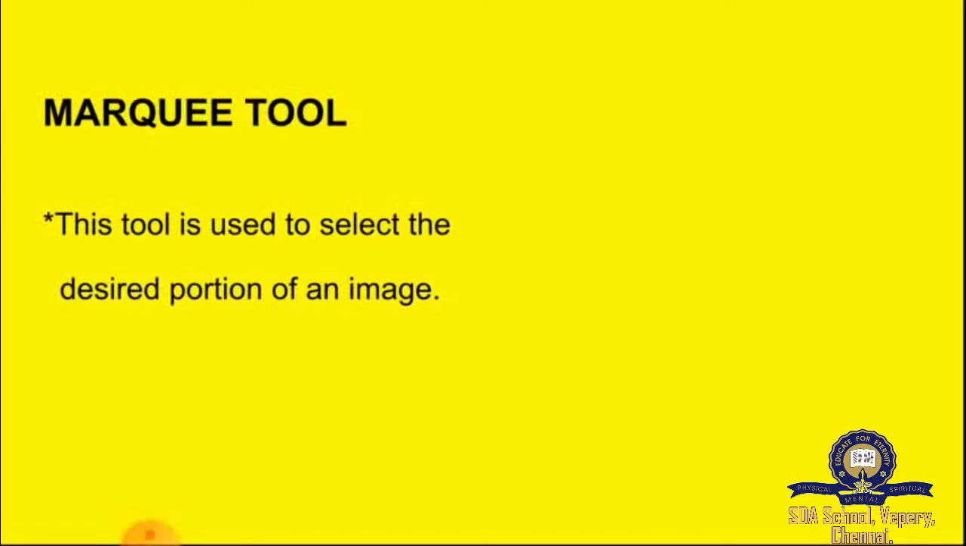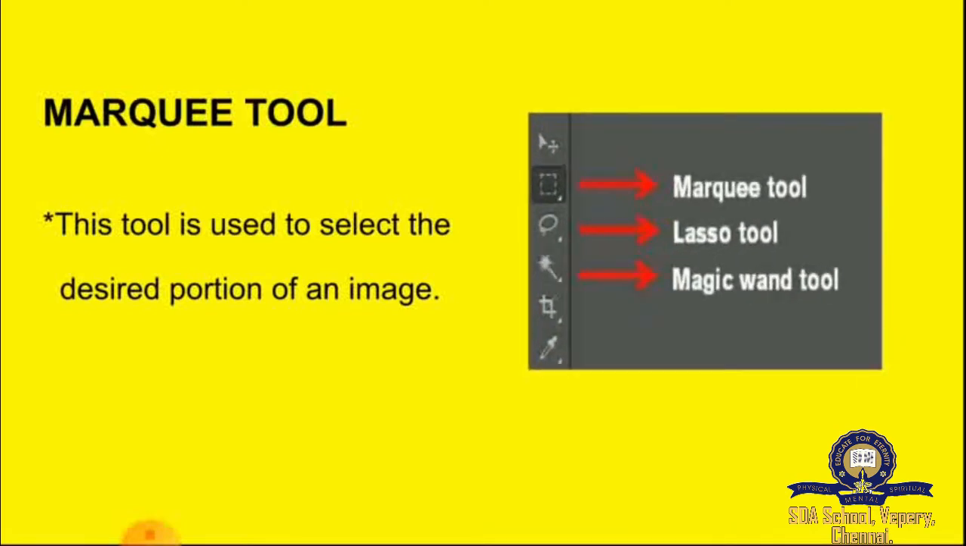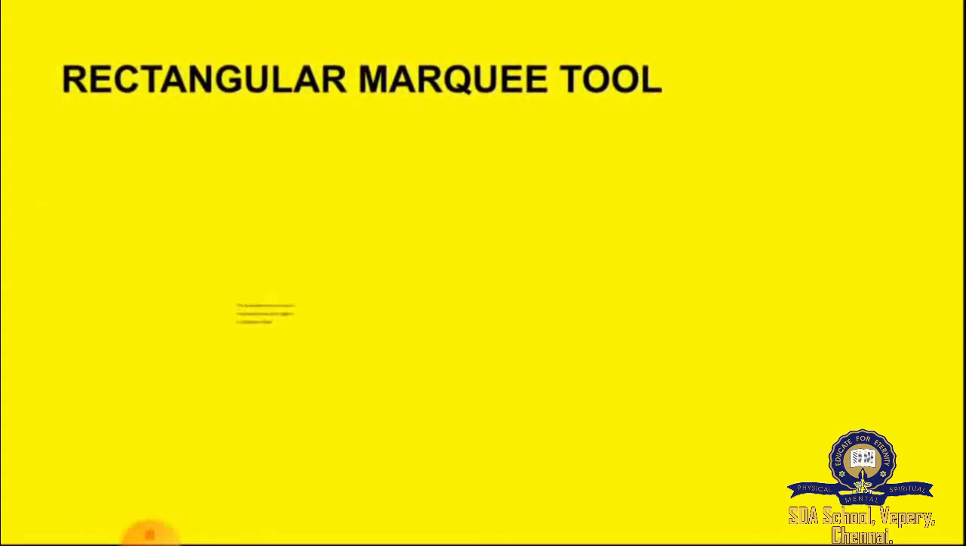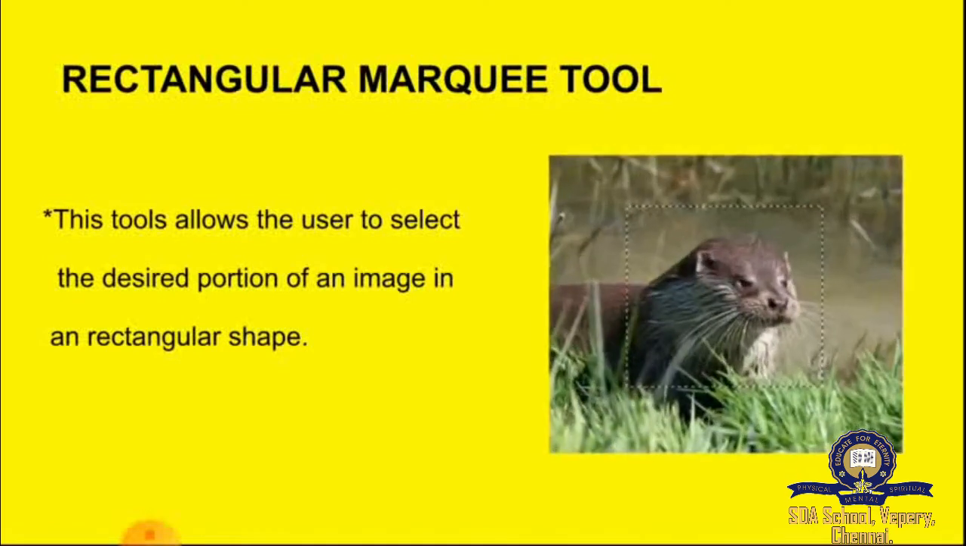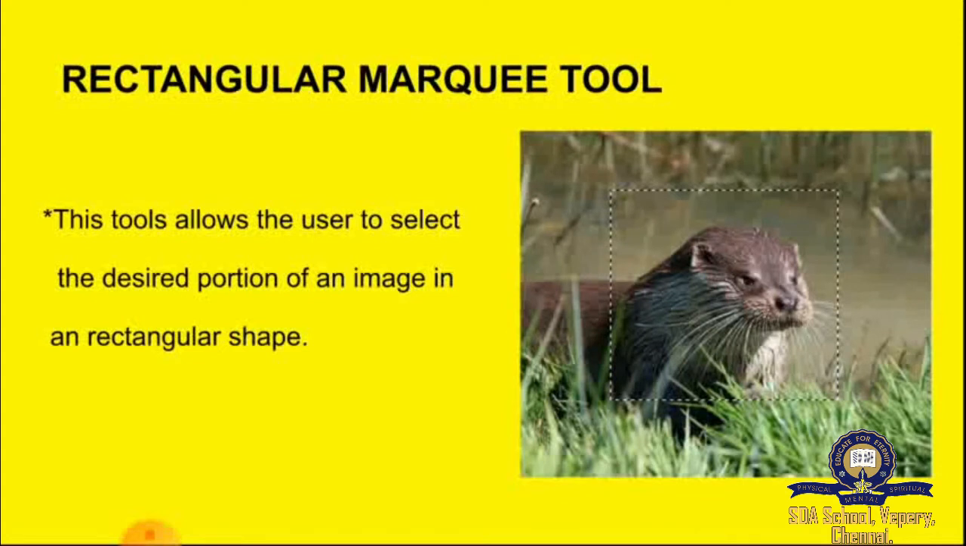First we are going to learn about the marquee tool. This tool is used to select the desired portion of an image. Can you see the dotted triangle? That is the marquee tool. Rectangular marquee tool. This tool allows the user to select the desired portion of an image in a rectangular shape. Can you see the dotted triangle? The face is highlighted with a dotted triangle.